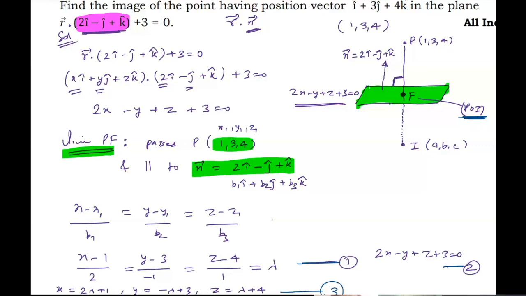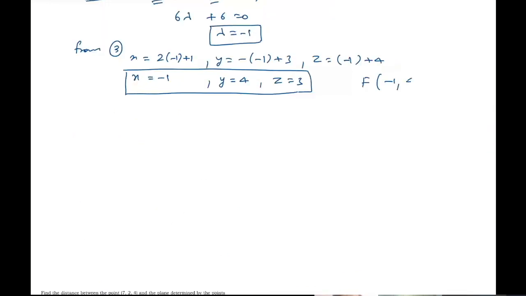What is it? See, F is minus 1, 4, 3. Now we had a figure. In the figure, P was already given, F was in the middle, and I is the image which we assumed A, B, C. P is already given. What is it?